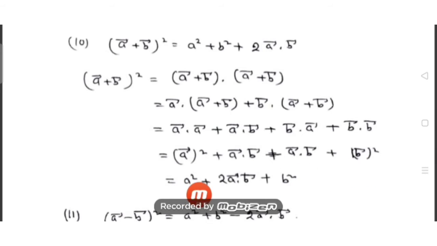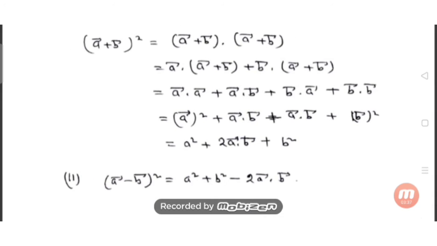Sometimes, instead of a square, b square, it may be written as modulus of a bar square or modulus of b bar square also. So here we have seen that vectors also satisfy the properties, that is, the formulas we have got in algebra. This property proved this result. Similarly, you can prove this second result also.